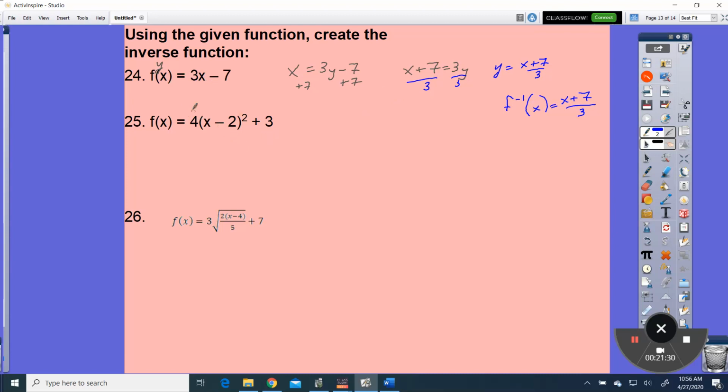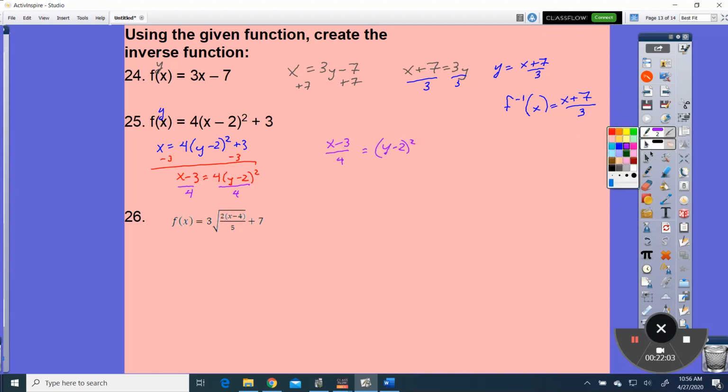Okay. Now on this one, that's a y, so let's replace those. So that's x equals 4 parentheses y minus 2 squared plus 3. So we've done the first step. We've swapped the x and y's. Now we have to do all the tedious solving for y. So I minus the 3 from each side. So I have x minus 3 equals 4 parentheses y minus 2 quantity squared. I'm going to get rid of that times by 4, so I divide everything by 4. Now what we have is x minus 3 all over 4 equals y minus 2 quantity squared.